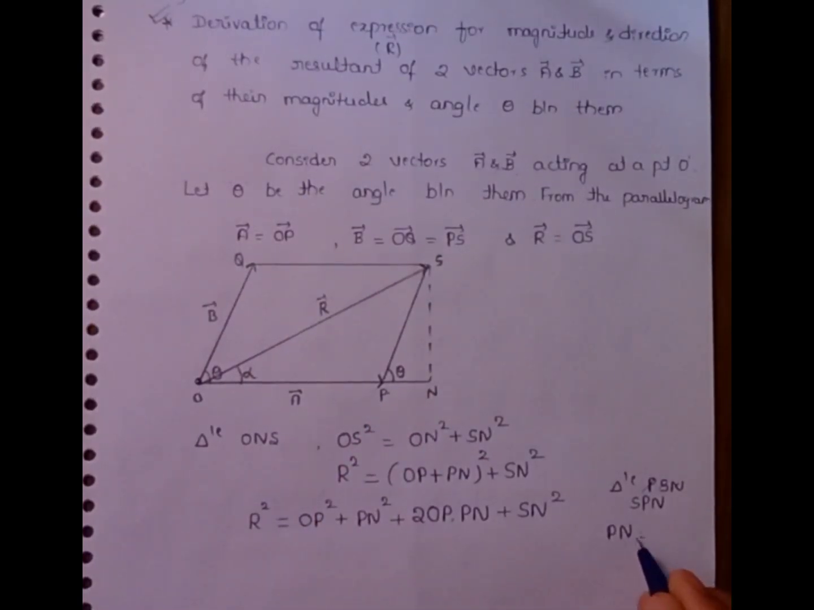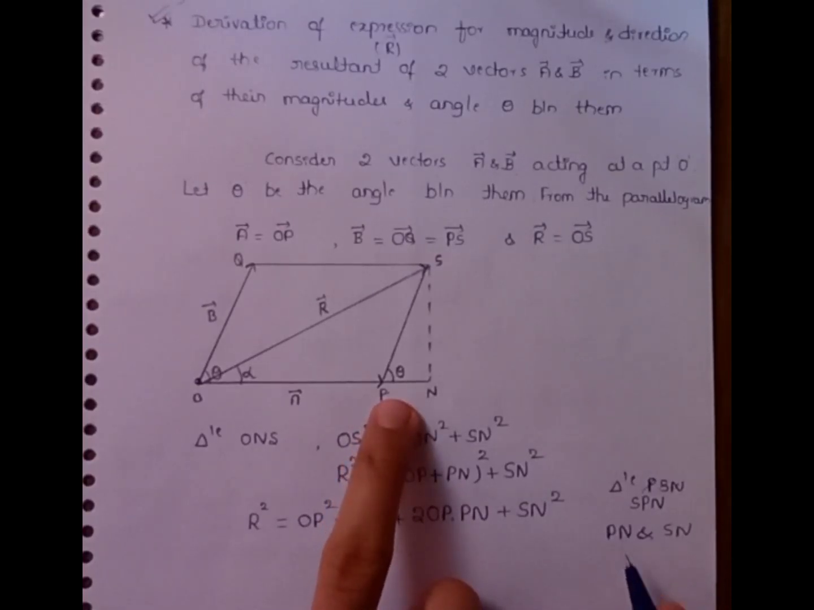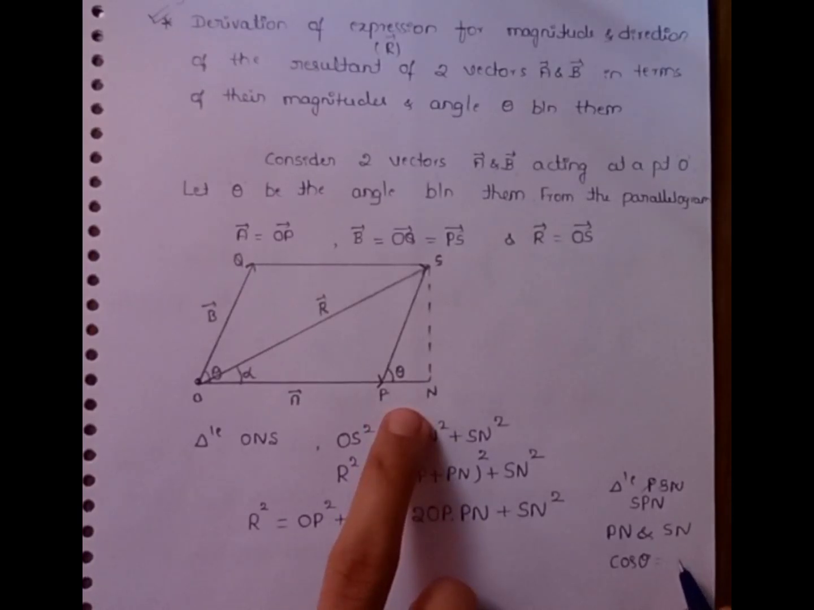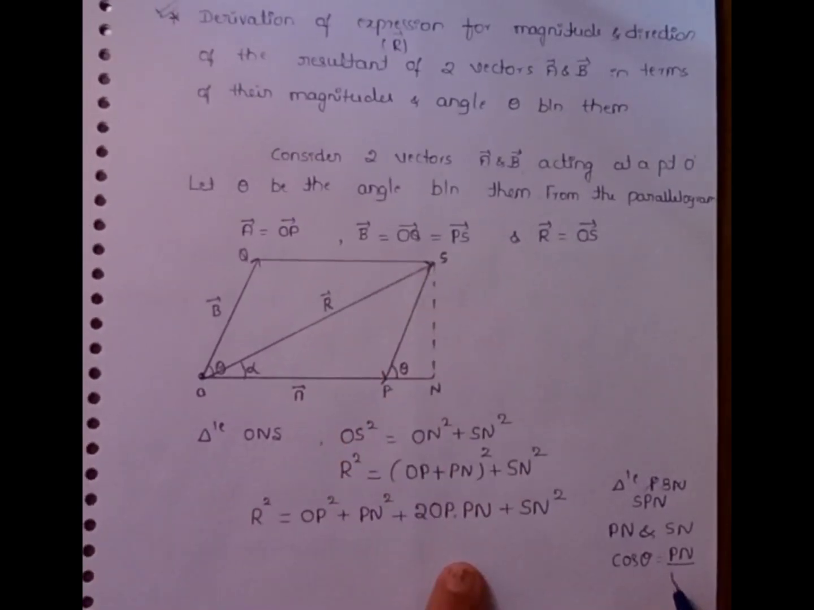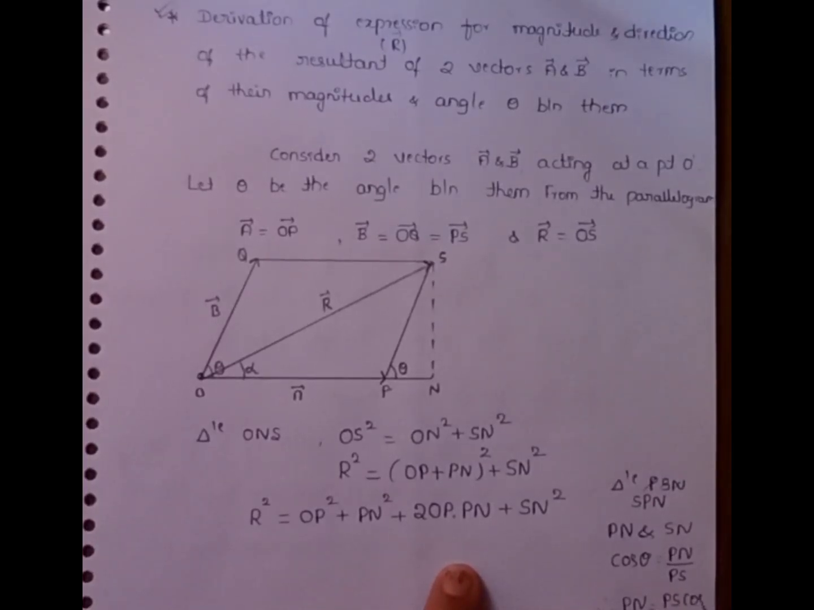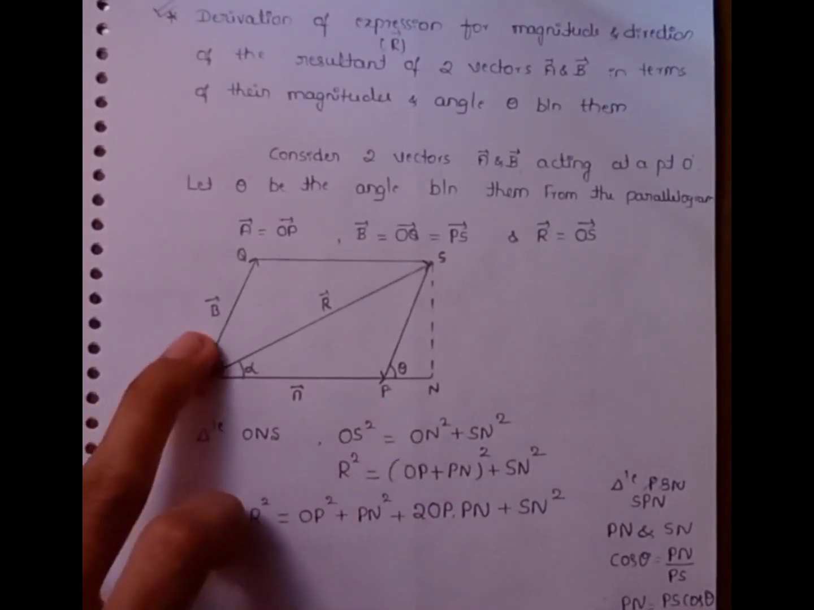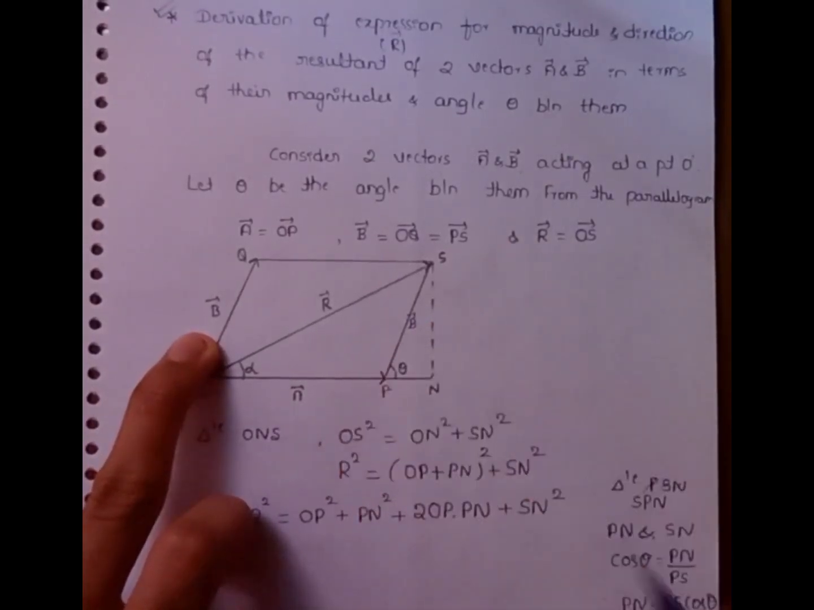We have to calculate the value of PN and SN from the triangle SPN. For PN, that is the adjacent side, so we apply cos theta. Cos theta is equal to adjacent side divided by hypotenuse. Which one is adjacent? PN is the adjacent. PN divided by the hypotenuse PS. Therefore, the value of PN is equal to PS into cos theta. PS is the value of B, means vector B.